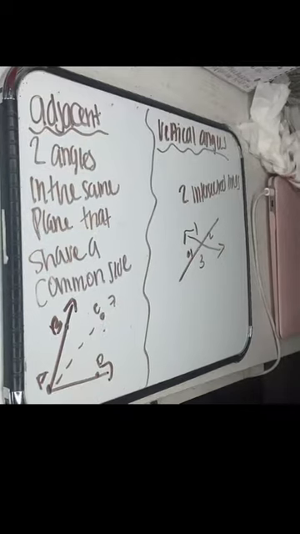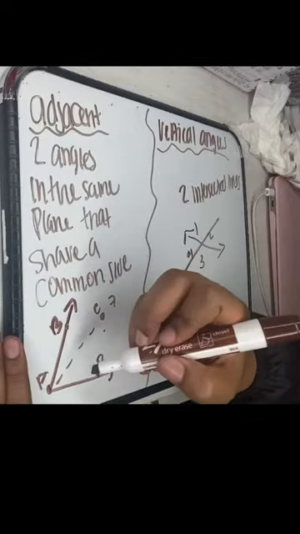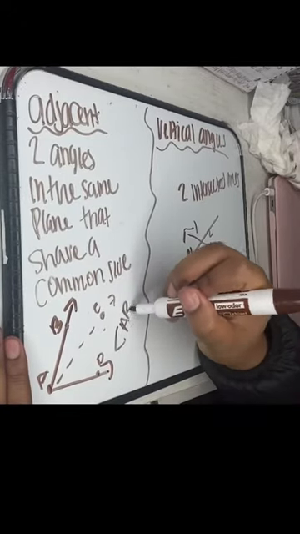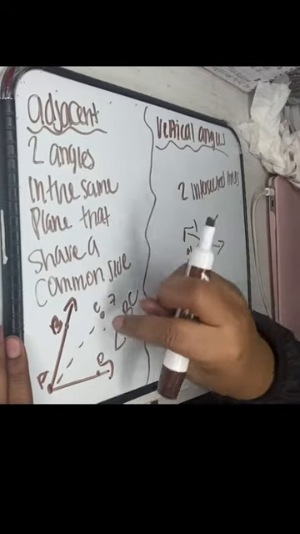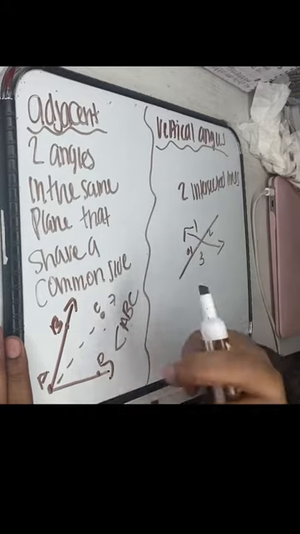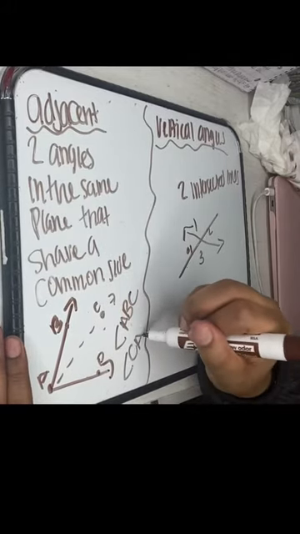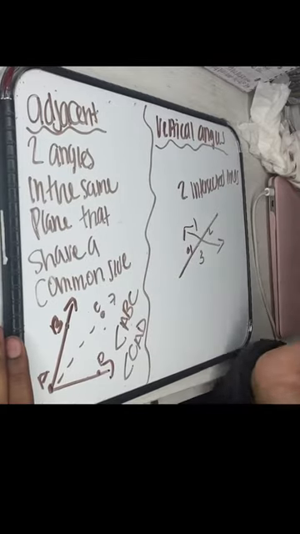Okay, so now moving on to adjacent angles, you have two angles in the same plane that share a common side. So angle BAC is one angle, and that shares a common side with angle CAD. So that right there will be adjacent.